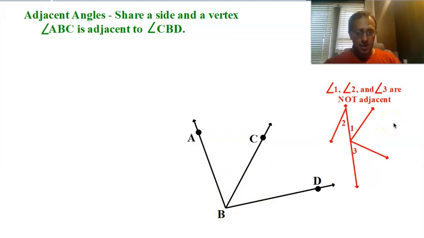These are not adjacent angles. Angles 1, 2, and 3 are not adjacent. Okay, angle 1 shares a side with angle 2, but it doesn't share a vertex with angle 2. It shares a vertex with angle 3, but it doesn't share a side with angle 3. So these here are not adjacent angles. Okay? I do have another thing for you here.